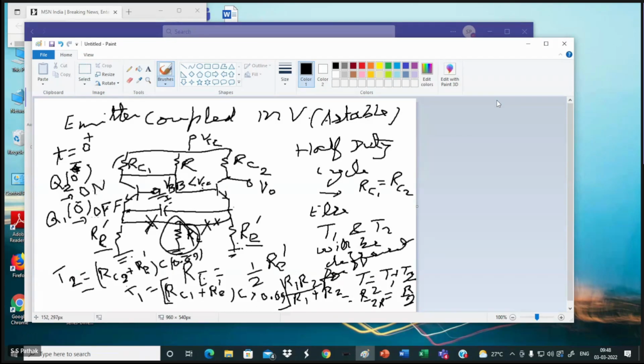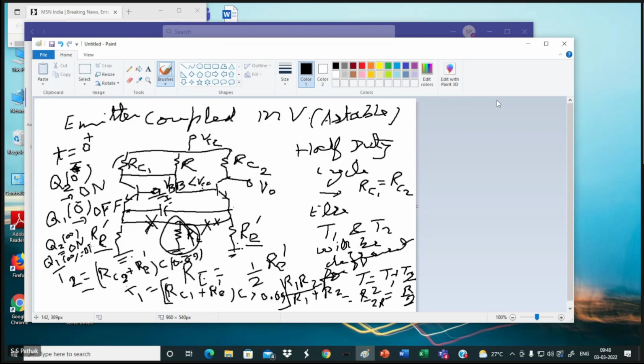It is on, this is off. 0 minus is also, you can say it is infinity. When I have switched on, I have not operated. So Q2 at infinity is the same thing, on, and Q1 at infinity is considered as off.